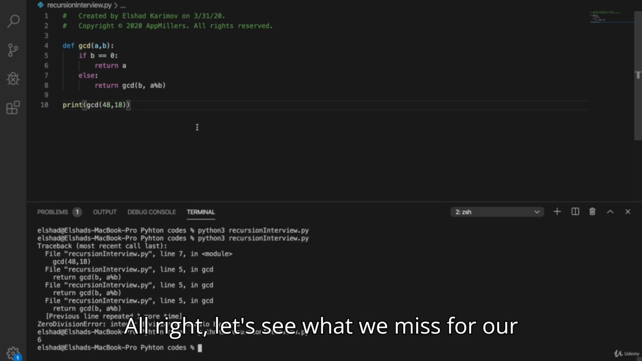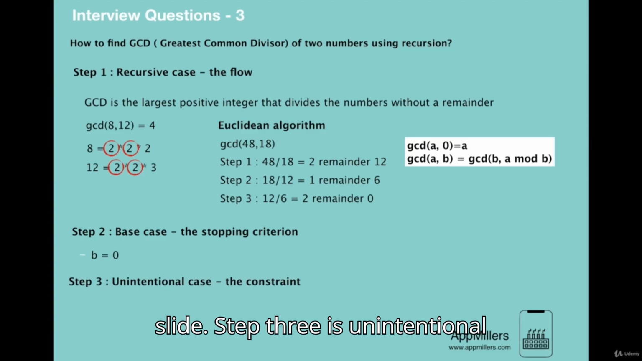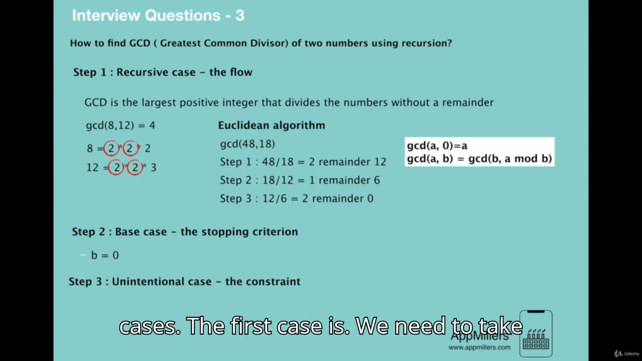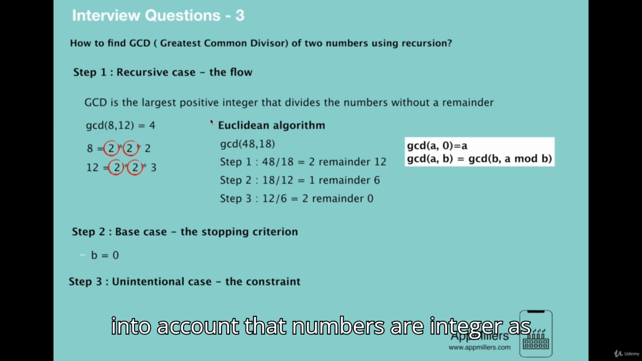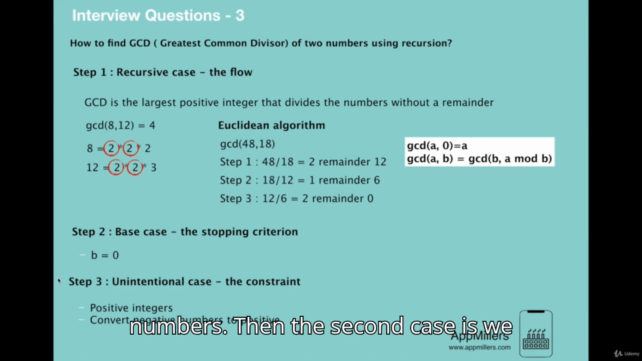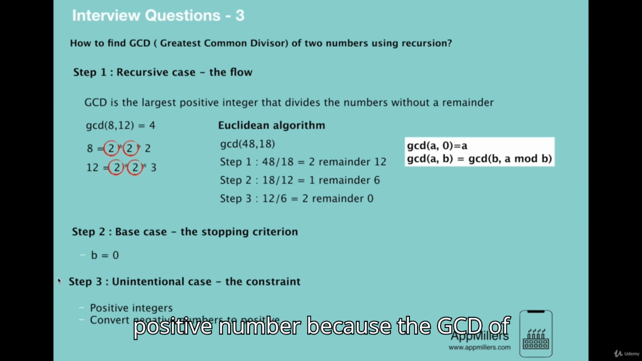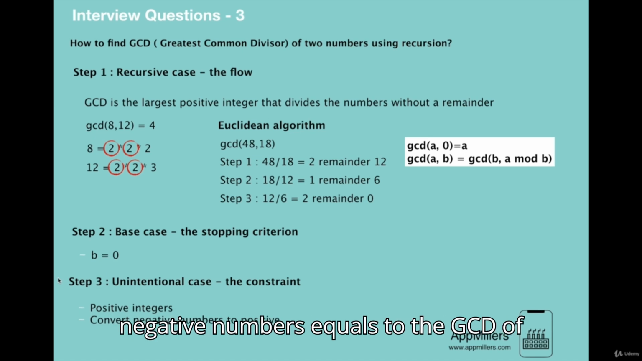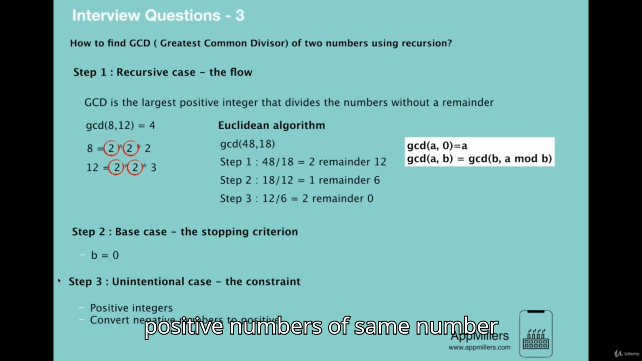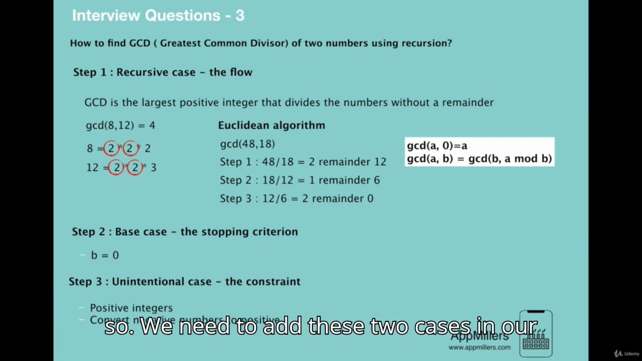Alright, let's see what we missed for our method. Once again, I'll go back to our slide. Step 3 is unintentional cases. The first case is we need to take into account that numbers are integers, as mentioned in the definition of GCD. Here we see that it is the largest positive integer. So it should be positive numbers. Then the second case is we need to convert any negative numbers to positive numbers, because the GCD of negative numbers equals the GCD of the positive numbers of the same number. So we need to add these two cases in our function.